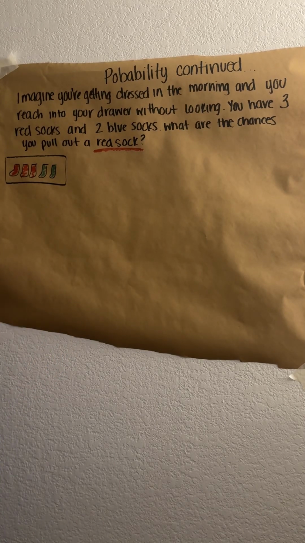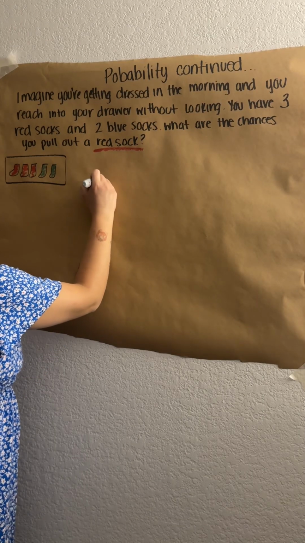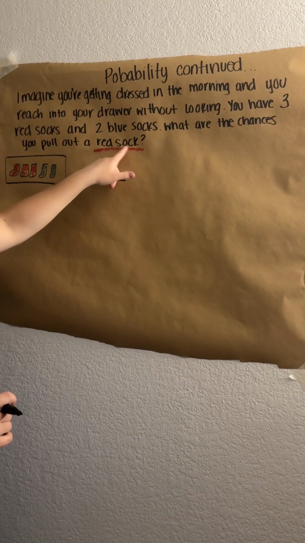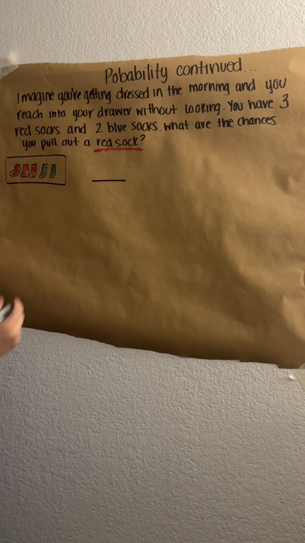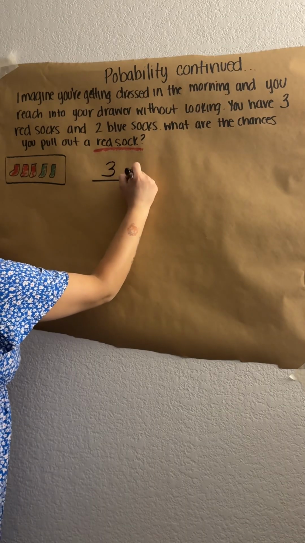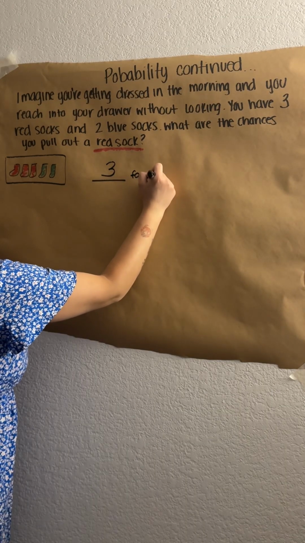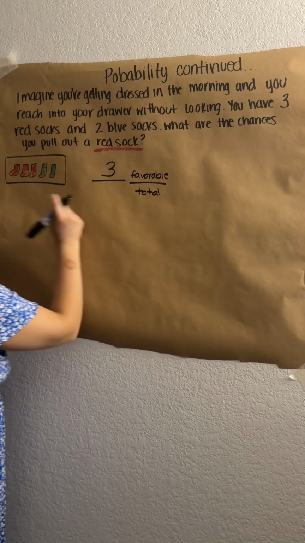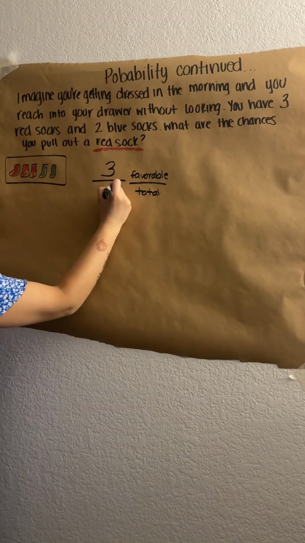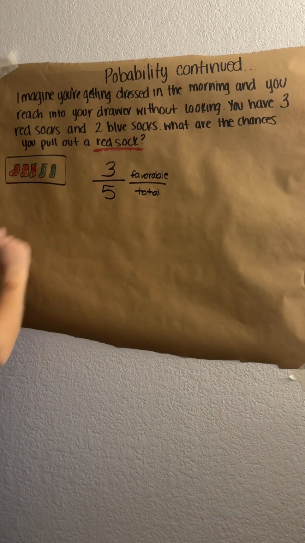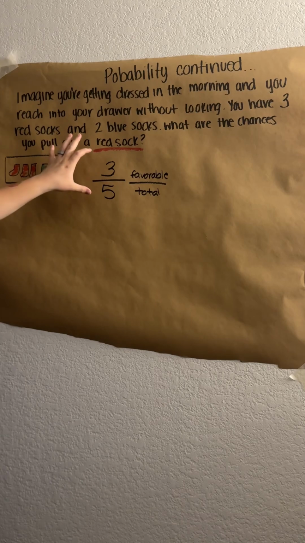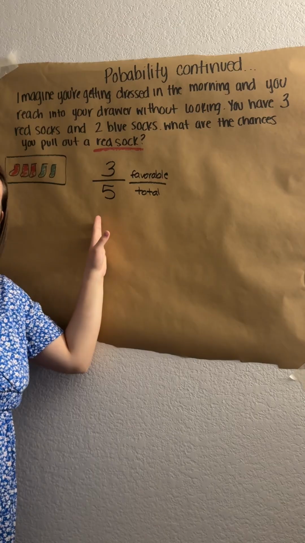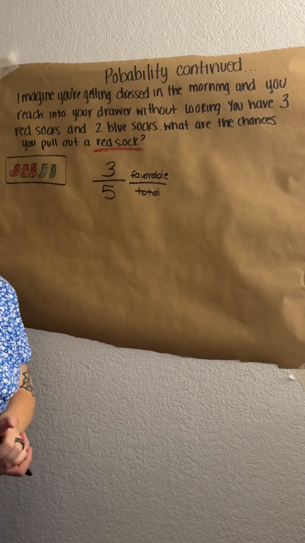First, we need our fraction line. And what is our favorable? We have red socks. Our favorable is 1, 2, 3, over total. Our total would be 3, 4, 5. So our fraction would be 3 over 5. That is our probability, our chances of pulling out a red sock out of our drawer early in that morning.